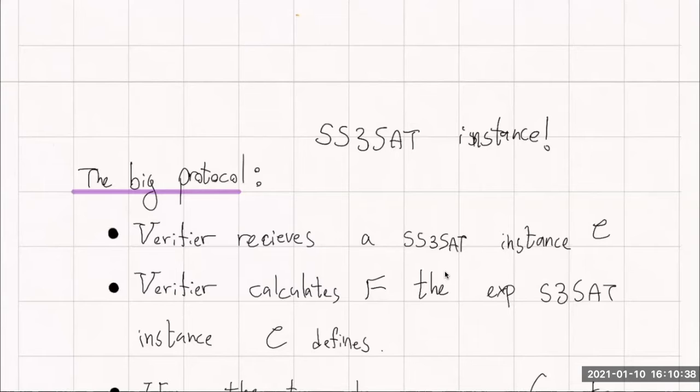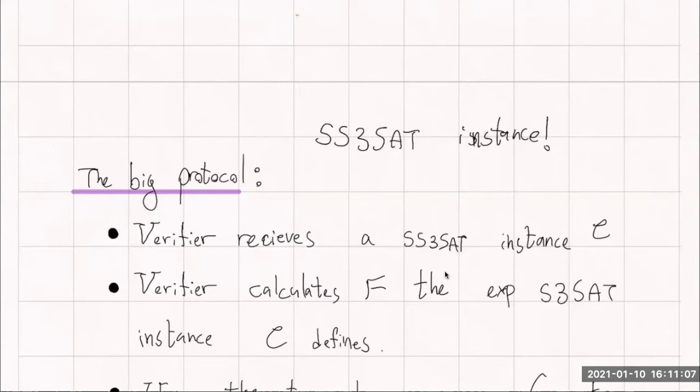And our goal is to understand only from the circuit, the very small circuit C, whether the doubly exponentially large formula is satisfiable. So we get some such instance C, and we want to generate what we call the big protocol. The concept of the big protocol is that we are going to act on it, we are going to change it a bit, such that it will become something in MIP star.